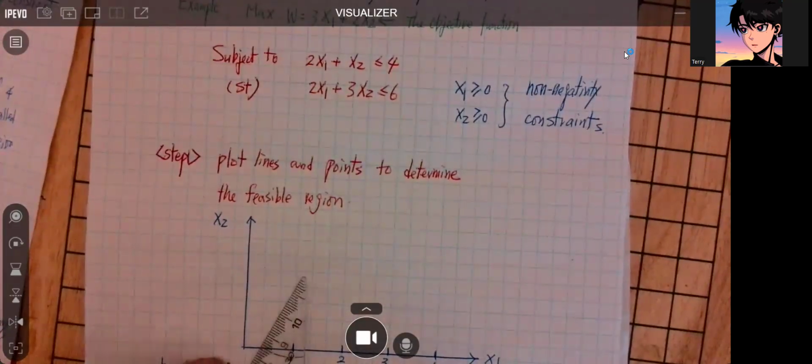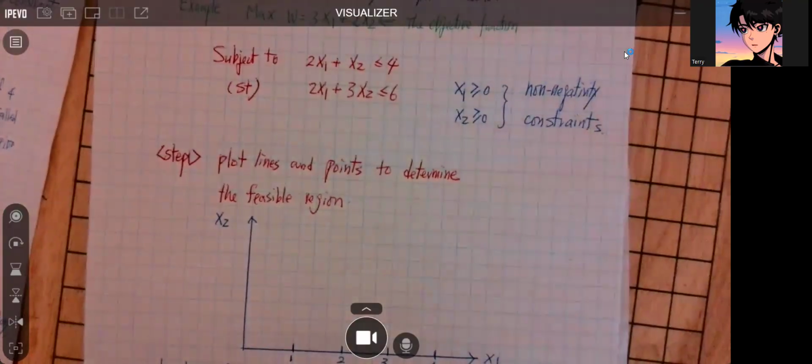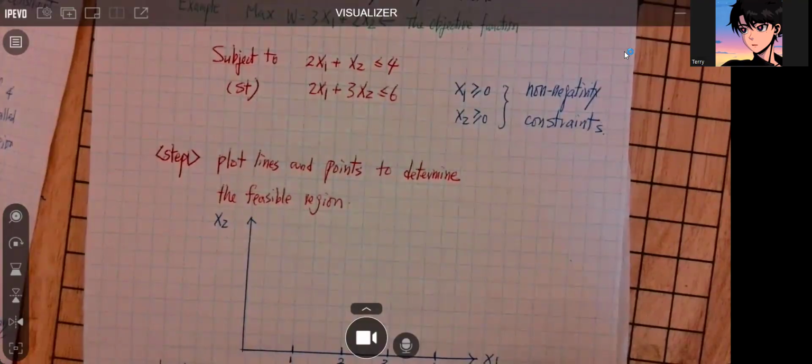We know 2 points will uniquely determine a line. So the linear equation, the boundary of the feasible region, is 2x1 plus x2 equal to 4. This is x1, this is x2. When you set x1 equal to 0, x2 is 4. And when you set x2 equal to 0, x1 is 2. And we know 2 points will uniquely determine a line.